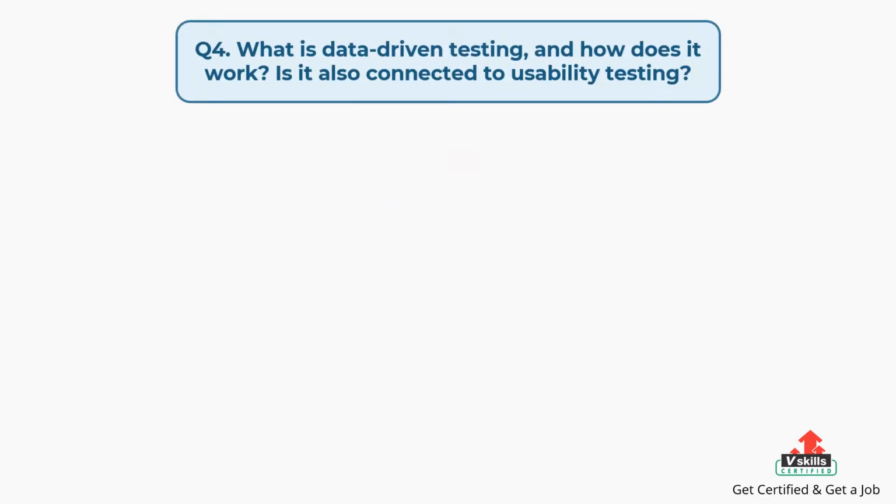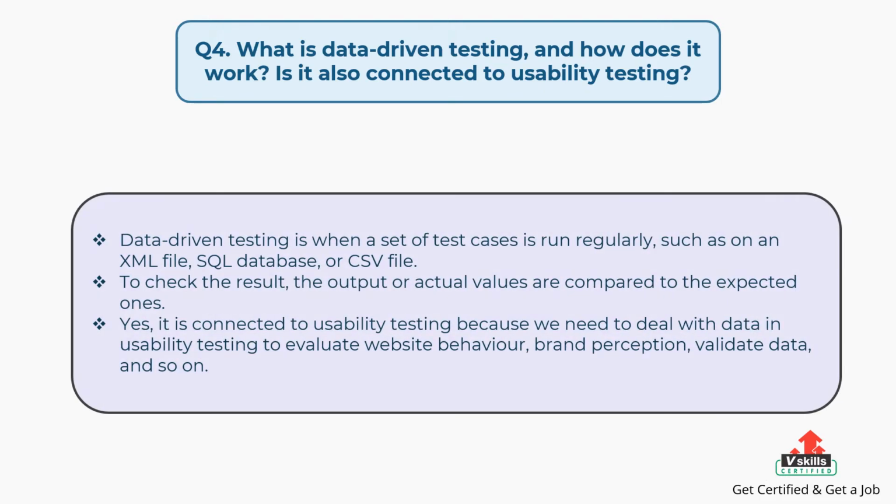Question number 4. What is data-driven testing, and how does it work? Is it also connected to usability testing? The answer is: data-driven testing is when a set of test cases is run repeatedly, such as on an XML file, SQL database, or CSV file. To check the result, the output or actual values are compared to the expected ones.